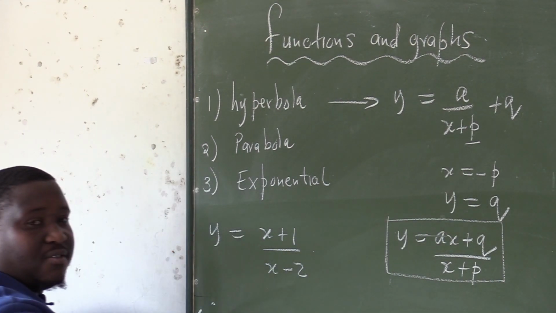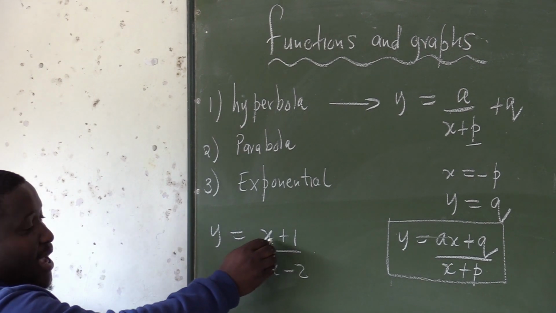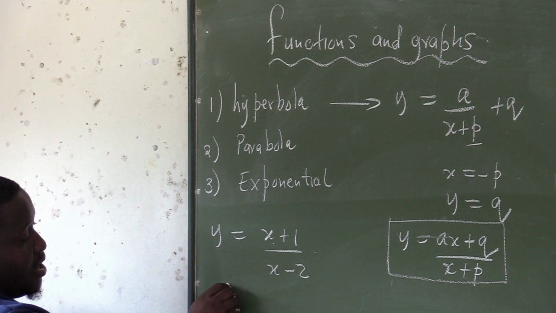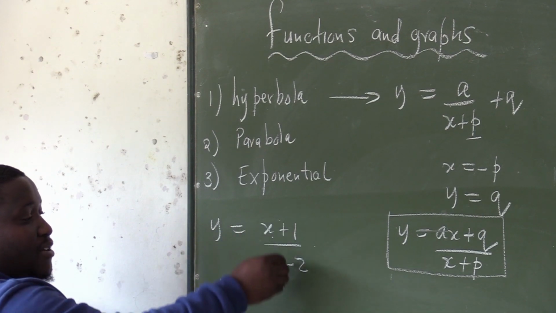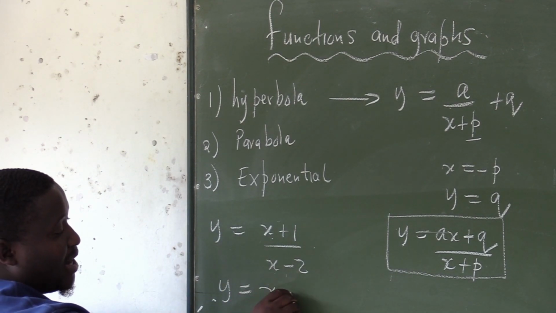How are we going to achieve that? We are going to express the numerator in terms of the denominator. So what are we going to do there? We're going to say y equals. So I will write the numerator but I want the denominator to appear too. So I will show x minus 2.